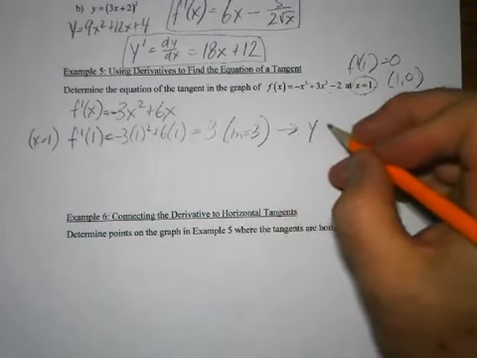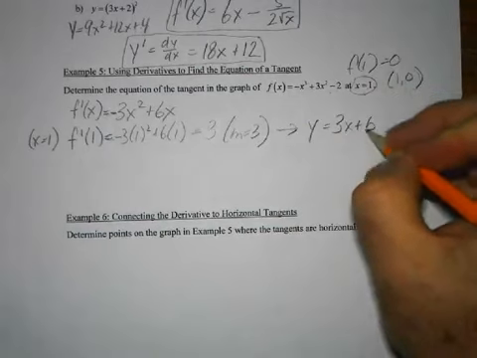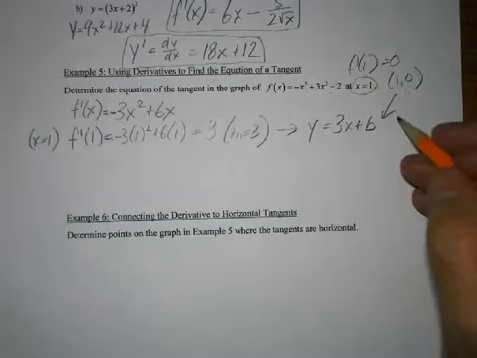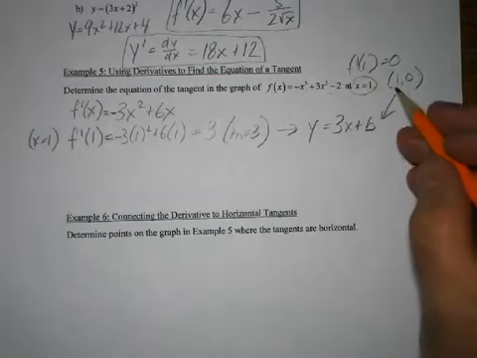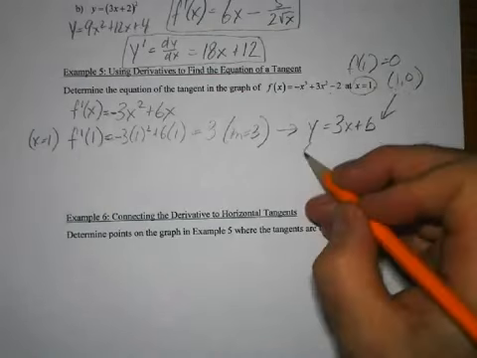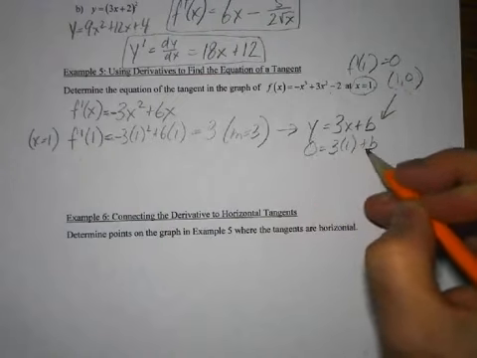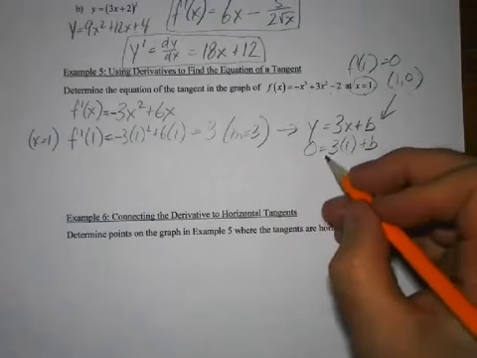That's y equals 3x plus b. And this is where we're going to sub in the point 1, 0 to get our b value. So that's x equals 1, y equals 0. So that means b is going to be negative 3.